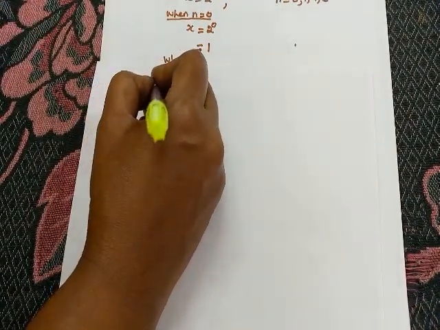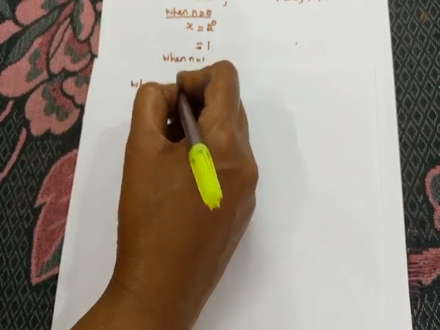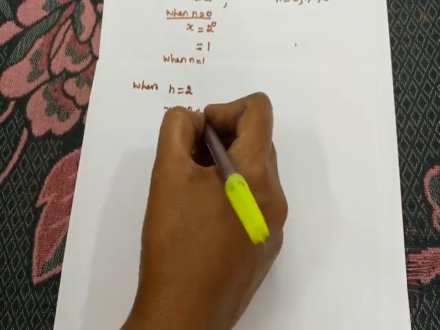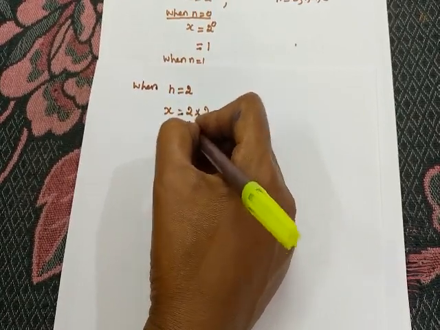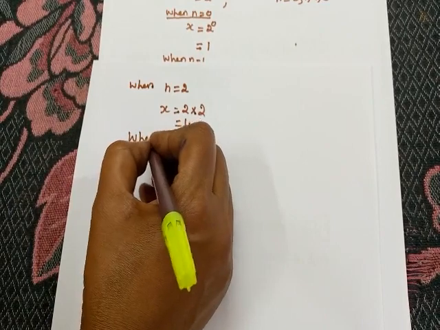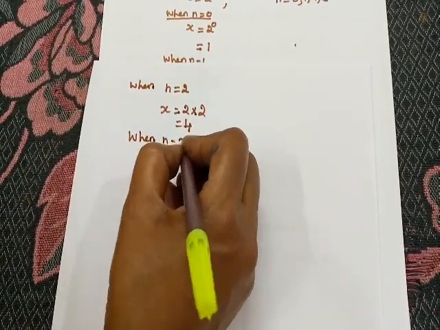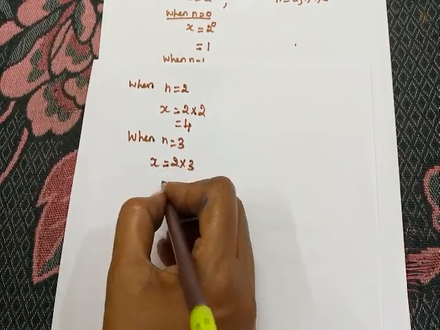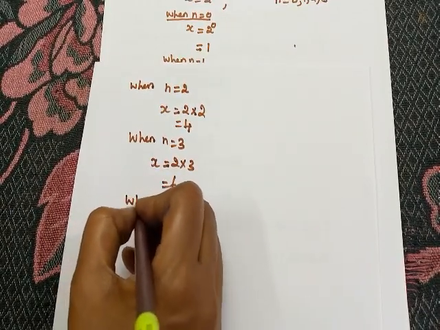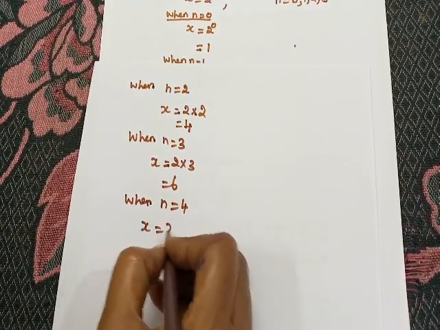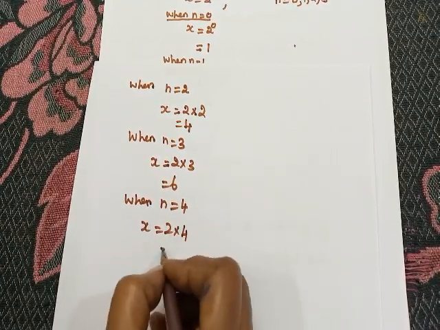When n is equal to 2, x is equal to 2 into 2 is equal to 4. Then when n is equal to 3, x is equal to 2 into 3 is equal to 6. Then when n is equal to 4, x is equal to 2 into 4 is equal to 8.